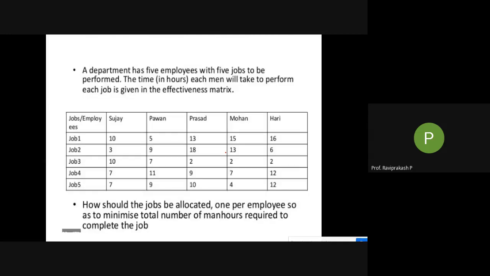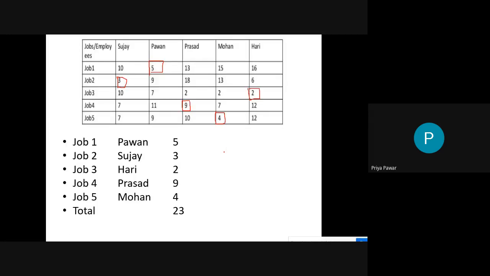Getting these or no? Yes, sir. And the total is 23 man hours. This is the minimum that we can do by taking these many people and these many jobs with the respective time taken by each person. This is the lowest we are getting. Others, are you getting the same one? Are you trying or no? If you are facing any issues, just let me know. We'll try to solve it.